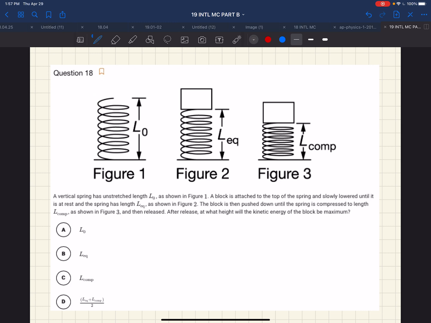The block is then pushed down. Someone's hand comes in here and pushes down on this thing, and it gets pulled down to L compressed. And then it's released. After the release, at what height will the kinetic energy of the block be a maximum? At what height would it be a maximum?